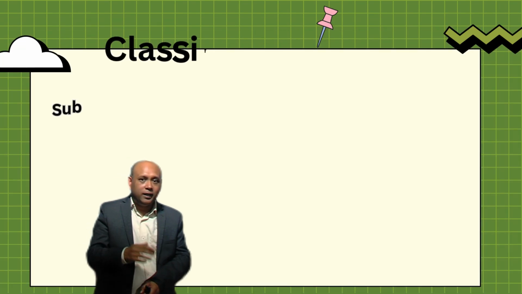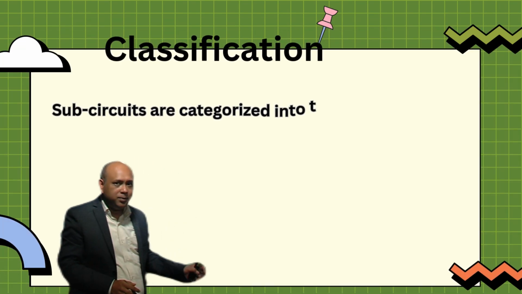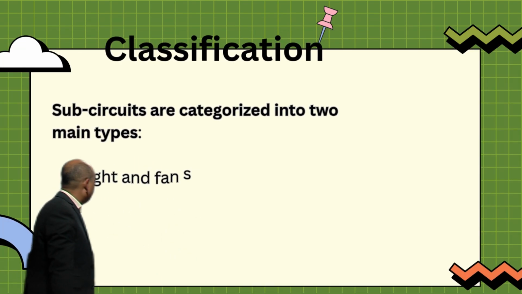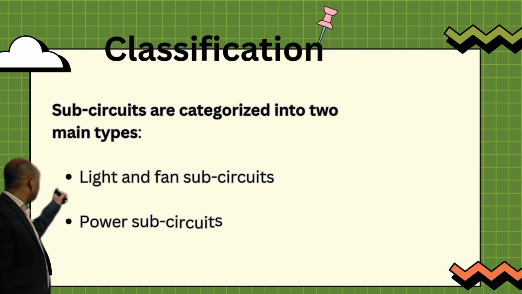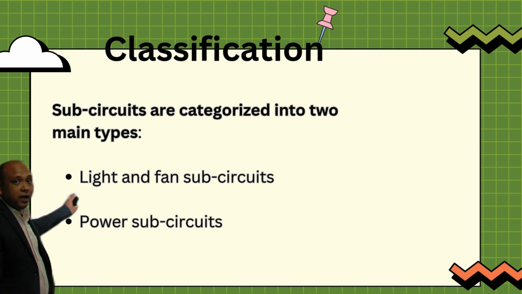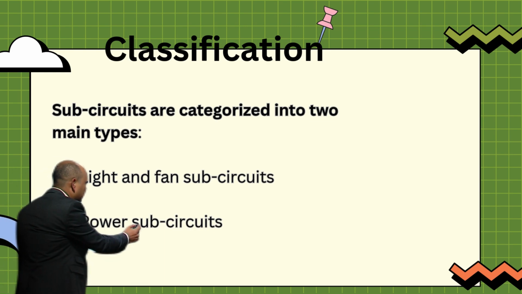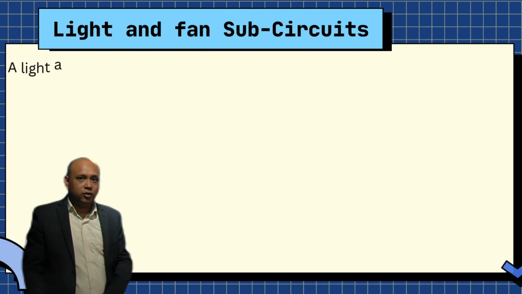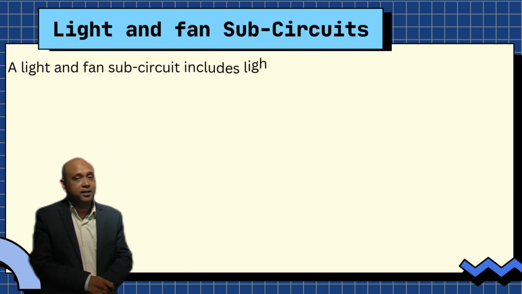Okay. Now coming to classification, sub-circuits are categorized into 2 categories. Number 1, light and fan sub-circuit, and number 2, the power sub-circuit. So let's look at the light and fan sub-circuit first.